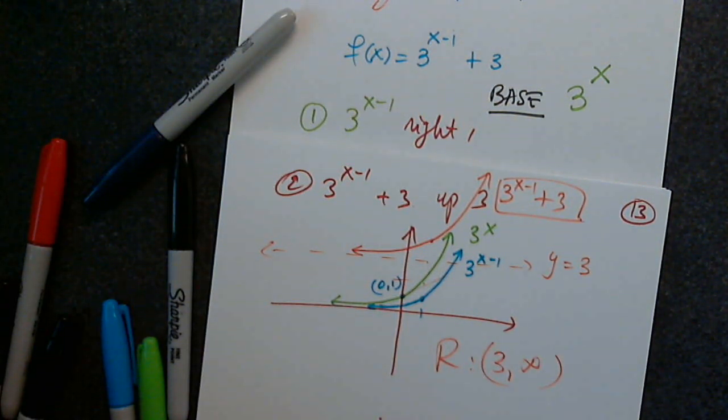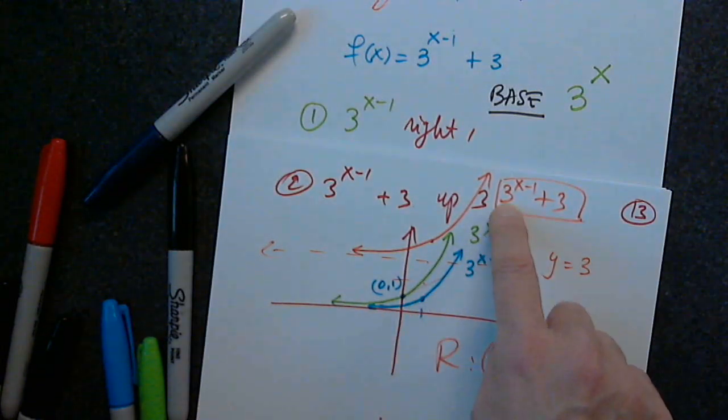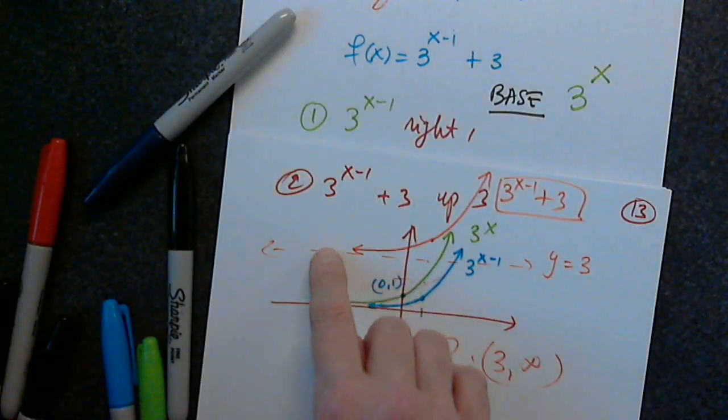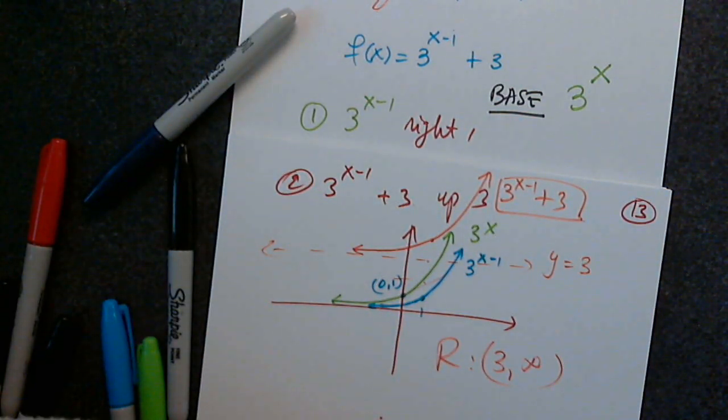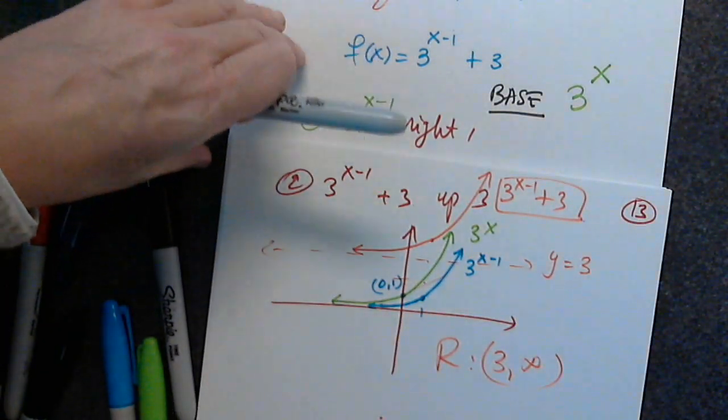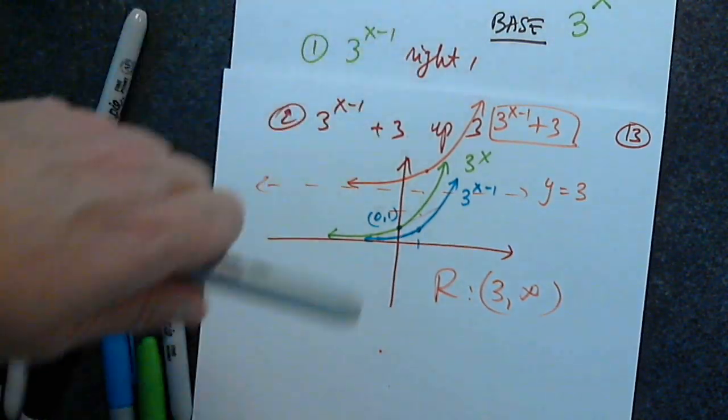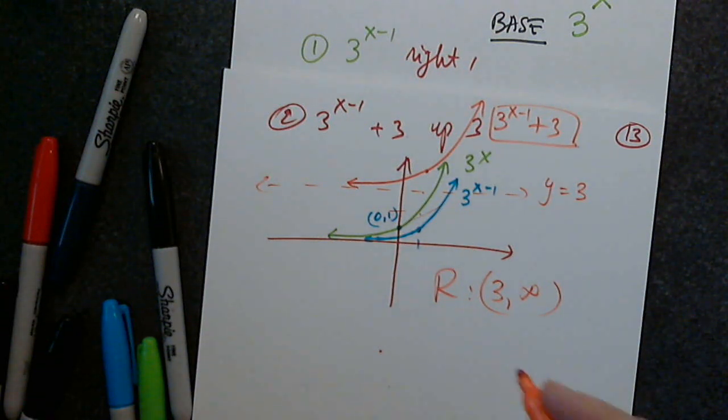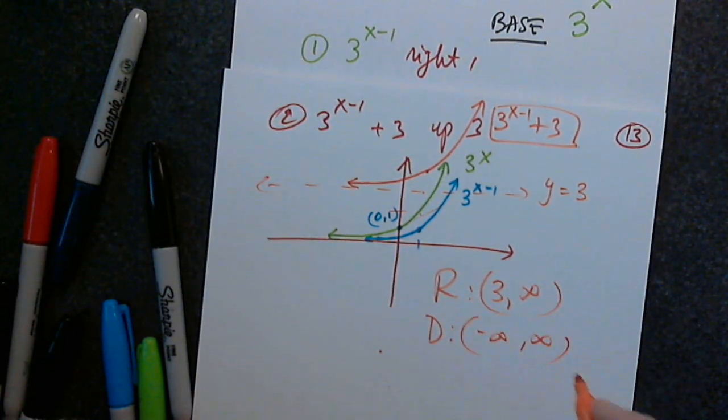Is that clear? So 3 to x minus 1 is from 0 to infinity. When we shift everything up 3, now it starts at 3. Okay, no problem. Is that clear? The domain is still all real numbers because it's exponential. That will never be a problem with exponentials. But this time it involves transformations. And the transformations shift the graph up 3. So now the range is 3 to infinity. So you're also saying you can never get a negative number out of 3 to x minus 1. True, unless it has transformations.